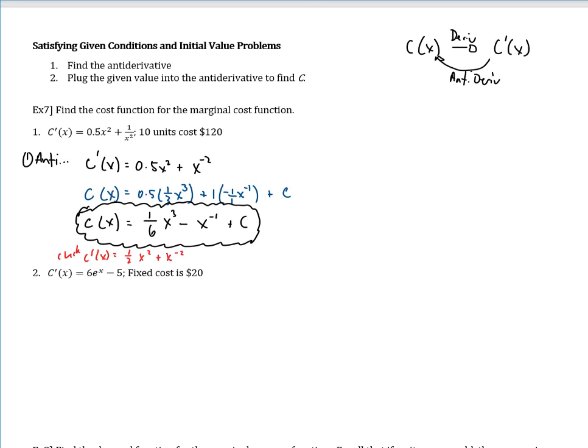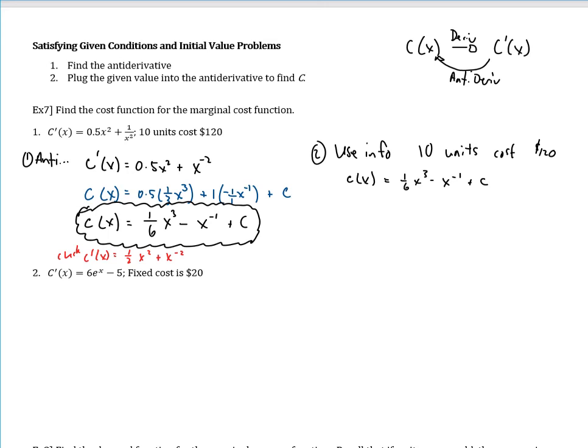But now I need to continue on with the problem. So step 2, I'm going to use this information. We're going to use the info: 10 units cost $120, into our function. Let's go ahead and write it. I'm going to write it right below, and we'll label some things in just a second. So I'm going to use this guy right here.